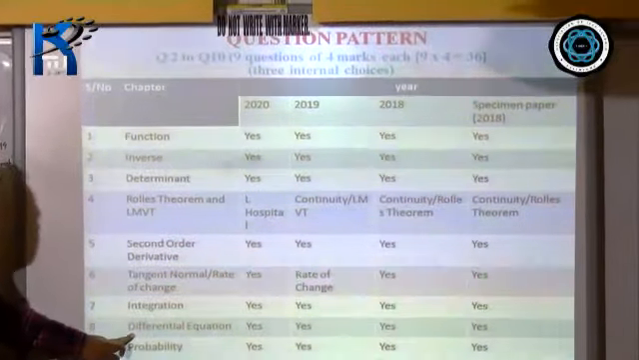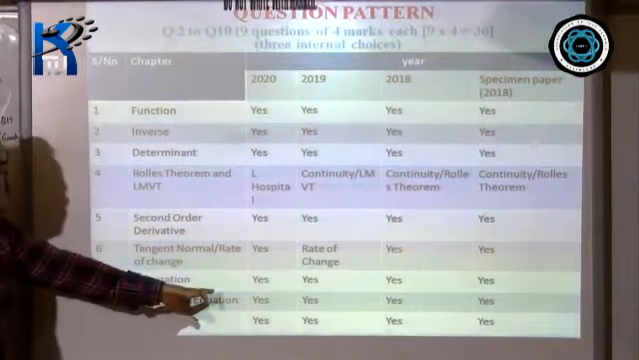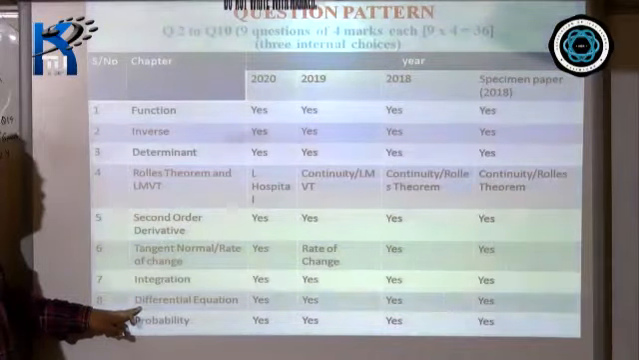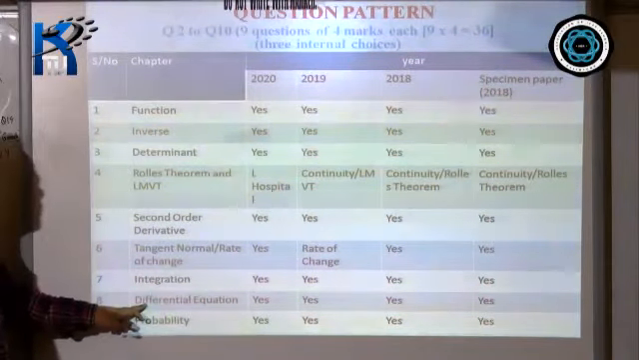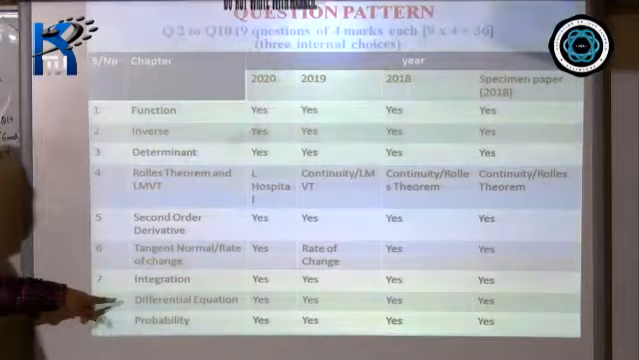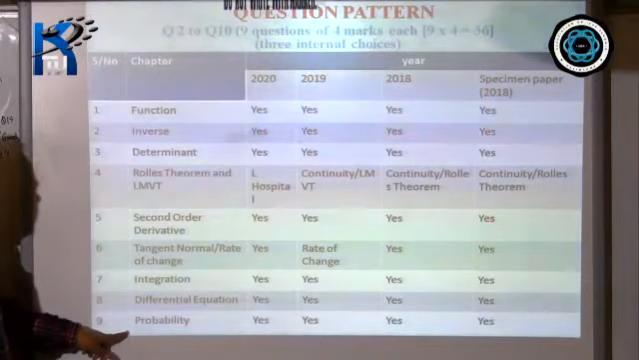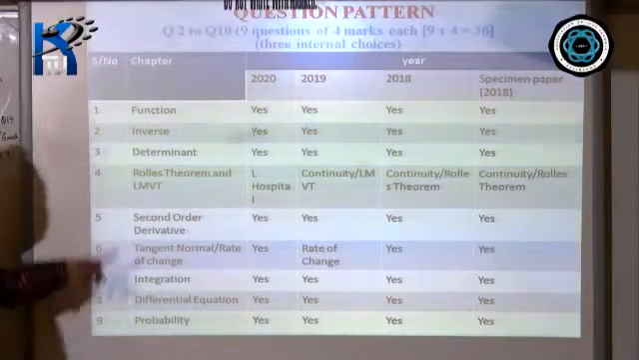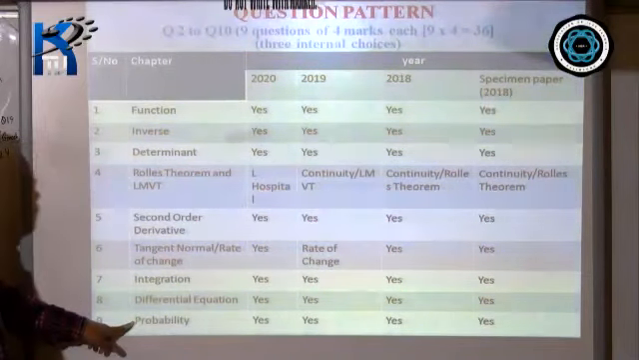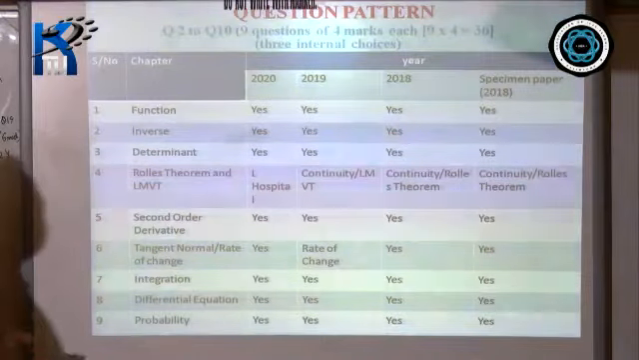Now, differential equation, yes, every year you're going to get 1 question on differential equation for 4 marks. So differential equation was also there in the previous pattern. So differential equation also 2 plus 4 is 6. And last is probability. This is going to be question number 10, probability for 4 marks. Is that clear?